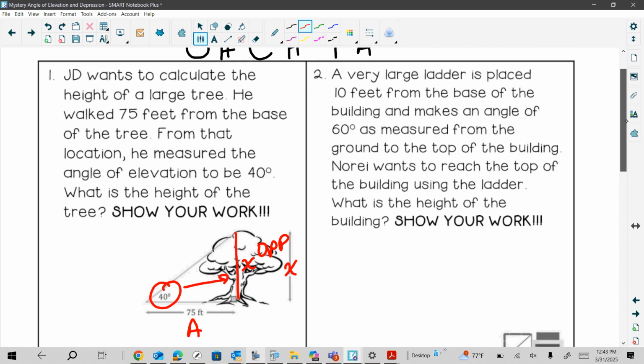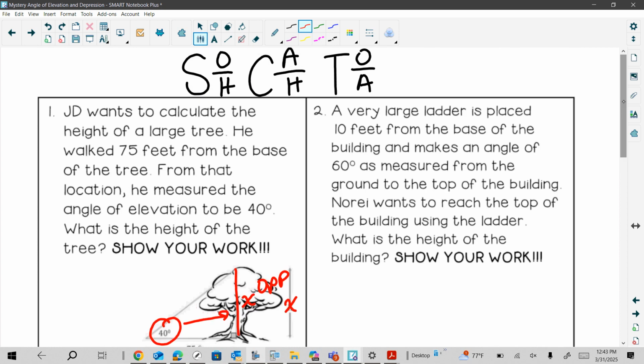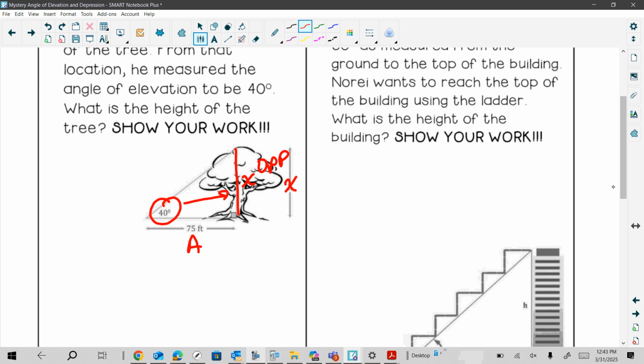And then which trig function deals with an O and an A? Yep, O and A is tangent. So here's showing the work. You write the tangent of the angle 40 degrees equals opposite over adjacent. That would be X over 75, or H over 75.